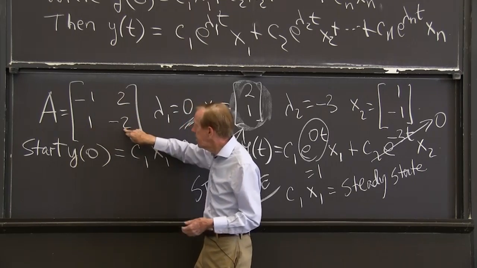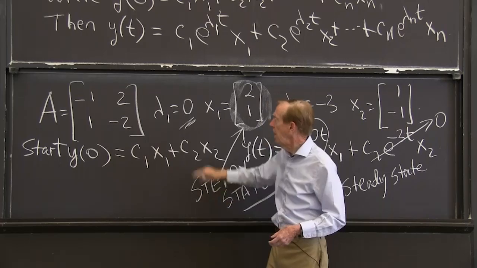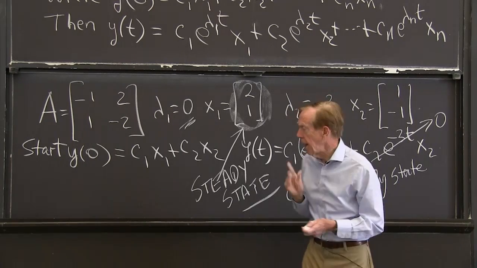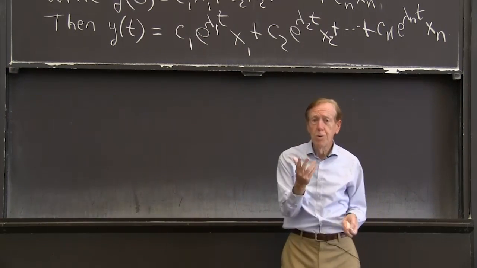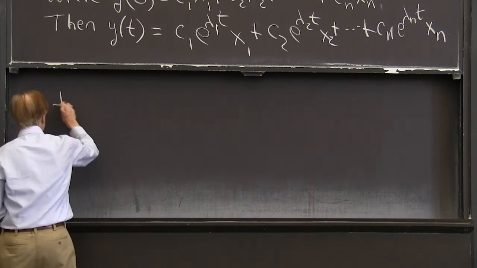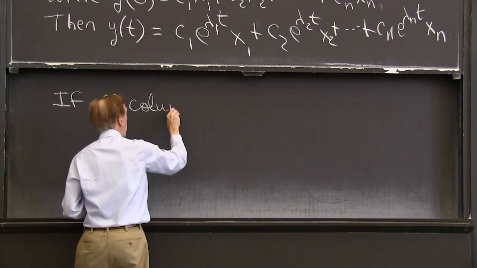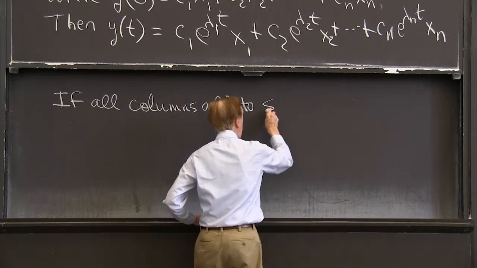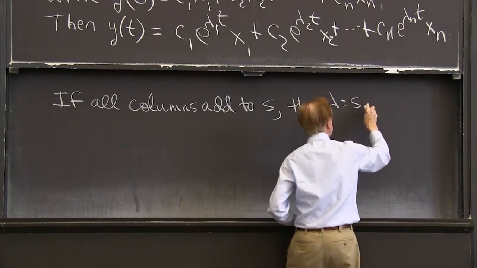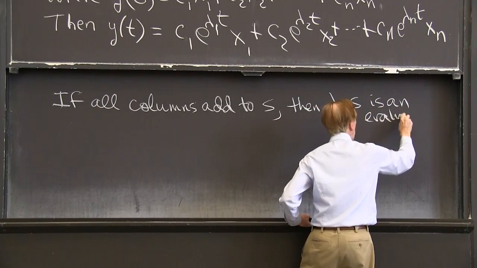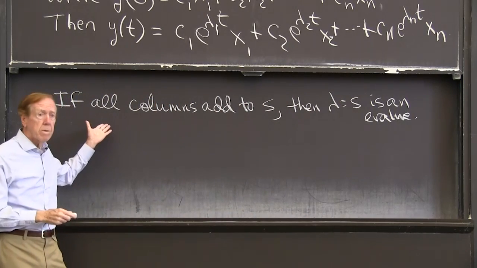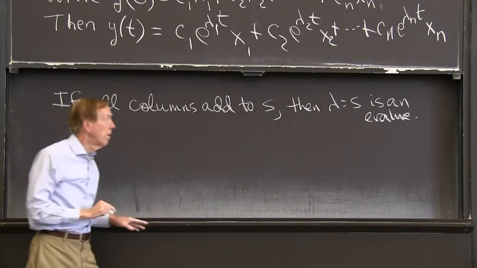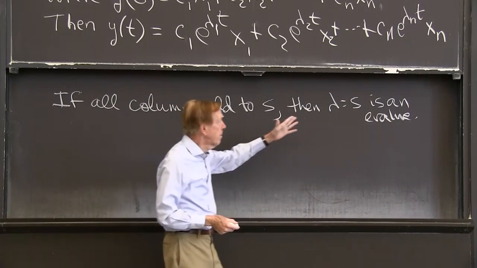If the columns add to 0, -1 plus 1 is 0, 2 minus 2 is 0, that tells me 0 is an eigenvalue. For a Markov matrix in powers, the columns added to 1, and 1 was an eigenvalue. So I guess I now have 2 examples of the following fact: if all columns add to some sum, S for the sum, then lambda equal S is an eigenvalue. That was the point. For Markov matrices, S was 1. Every column added to 1, and then lambda equal 1 was an eigenvalue. And for this video, every column added to 0, and then lambda equals 0 was an eigenvalue.